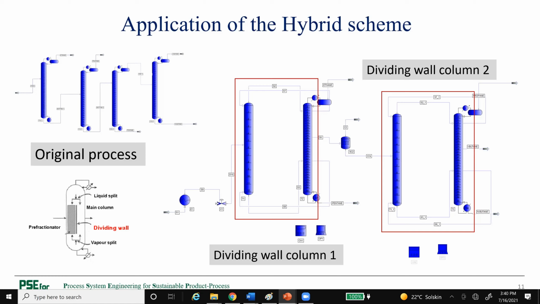Because the two columns are combined together in a dividing wall column, you can see that there is no product going out of the first column. The feed is coming to the first column, and the top and bottom product go to the second column, and from the top and bottom product, some vapor and liquid go back to the first column, and all the products are coming out from the second column. That's a typical Petlyuk column combination.